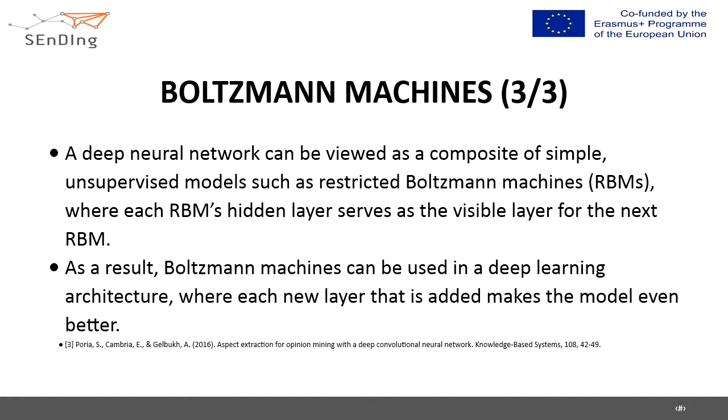A deep neural network can be viewed as a composite of simple, unsupervised models such as restricted Boltzmann machines, RBMs, where each RBM's hidden layer serves as the visible layer for the next RBM. As a result, Boltzmann machines can be used in a deep learning architecture, where each new layer that is added makes the model even better.